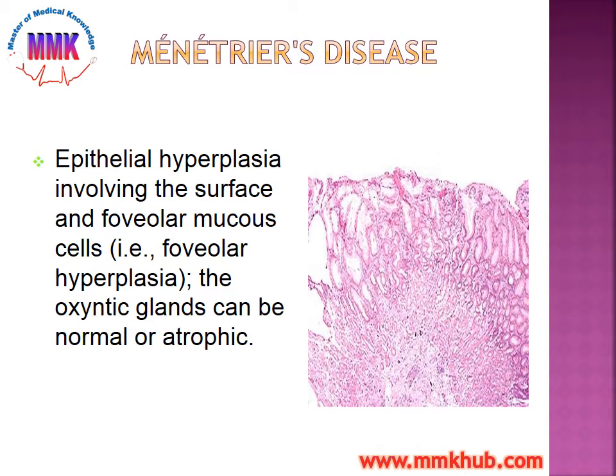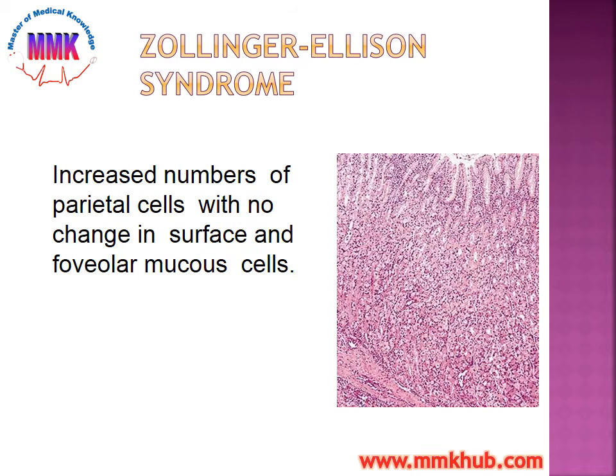Now the other pathological conditions of the stomach. First of all is Menetrier's disease. In Menetrier's disease, there is epithelial hyperplasia involving the surface and the foveolar mucosal cells, that is, foveolar hyperplasia. The glandular cells can be normal or atrophic in this condition. Next is Zollinger-Ellison syndrome. In Zollinger-Ellison syndrome, there is an increased number of parietal cells with no change in the surface and foveolar mucosal cells.